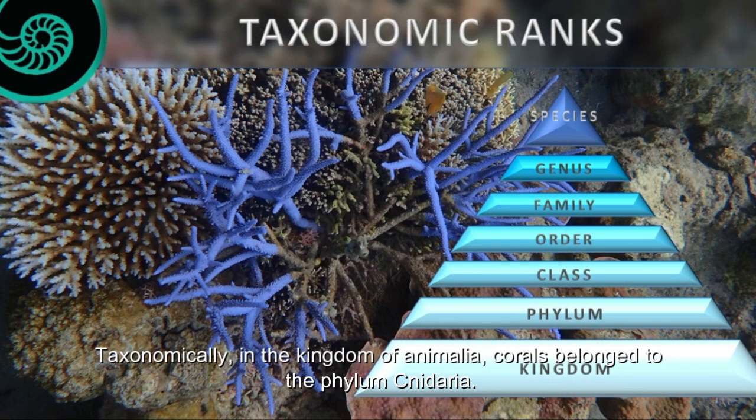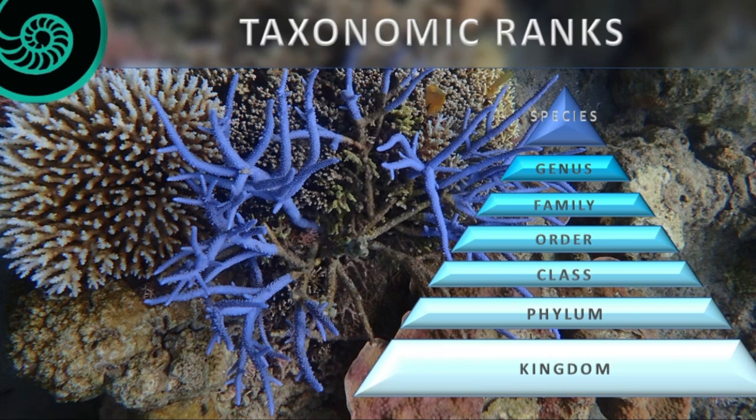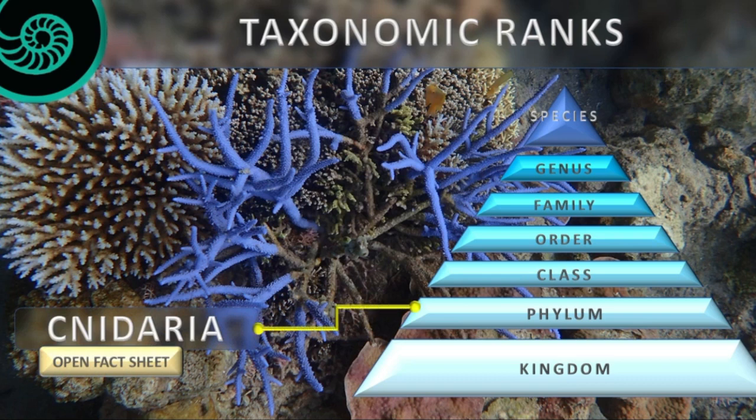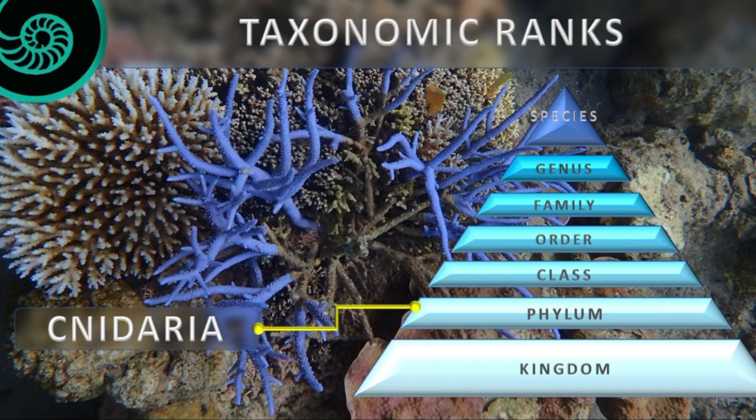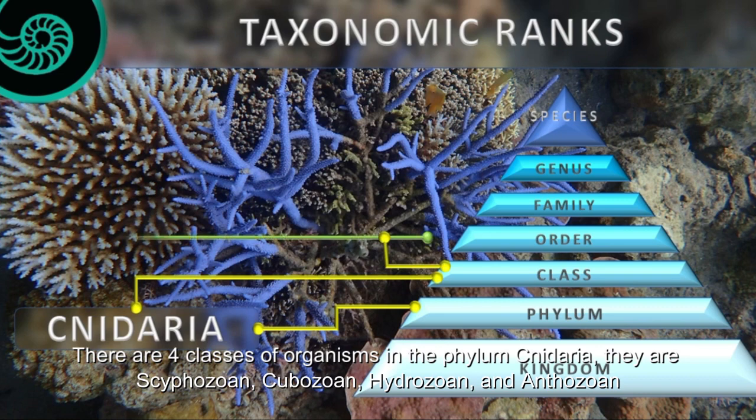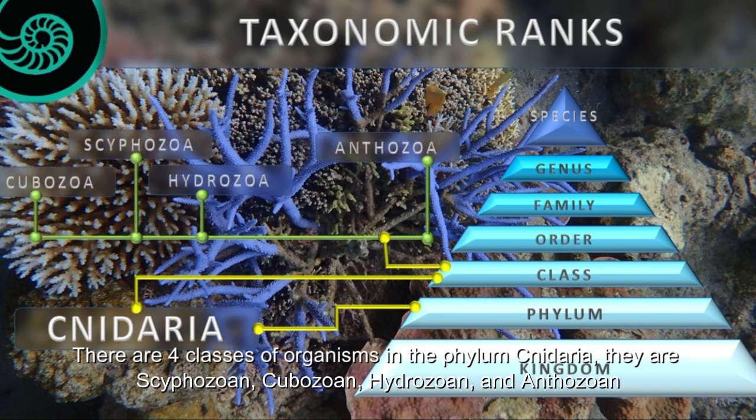Taxonomically, in the kingdom of Animalia, corals belong to the phylum Cnidaria. Cnidaria is a group of diploblastic organisms with radial symmetry, without organ systems and anus, having a single tubular gastrovascular cavity, tentacles, and nematocysts. There are 4 classes of organisms in the phylum Cnidaria. They are Scyphozoa, Cubozoa, Hydrozoa, and Anthozoa.